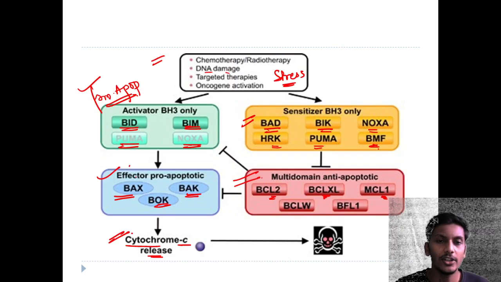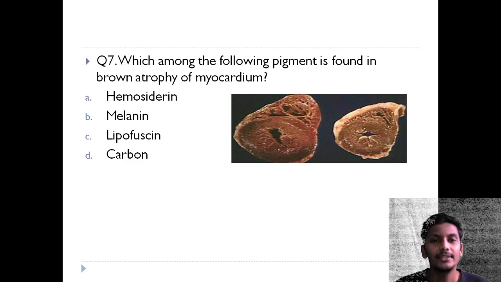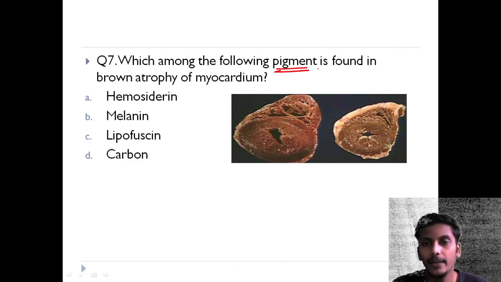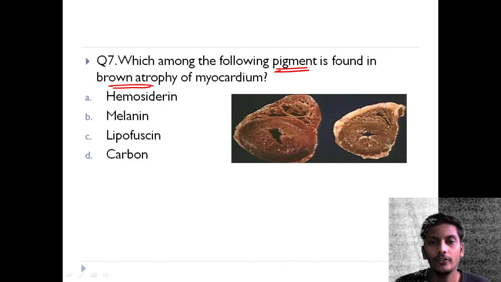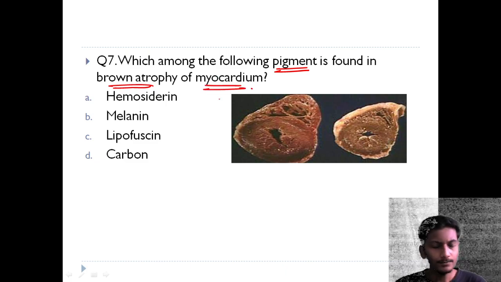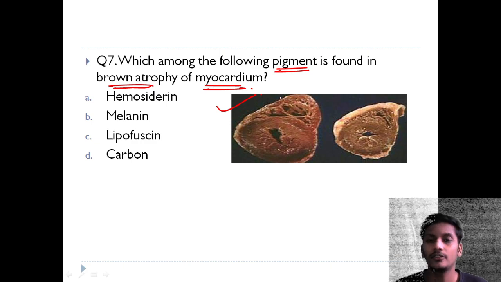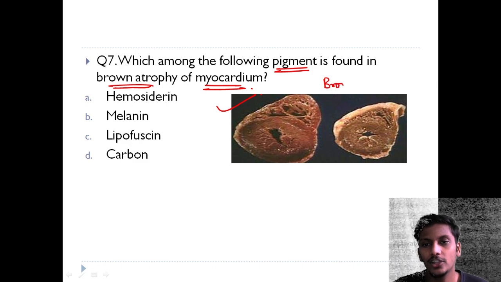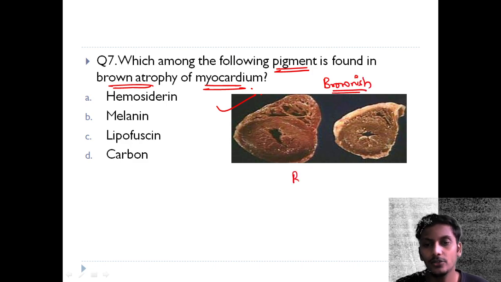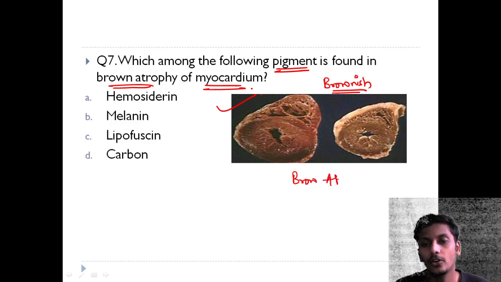Moving on to our next question guys, question number 7, which states which among the following pigments is found in the brown atrophy of myocardium. Okay, so what is this? This is your gross appearance of your myocardium, and what you can see is brownish discoloration of your myocardium over here. And this brownish discoloration is due to brown atrophy of the heart.